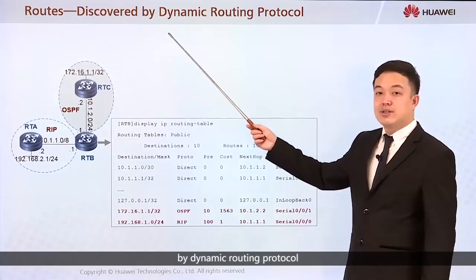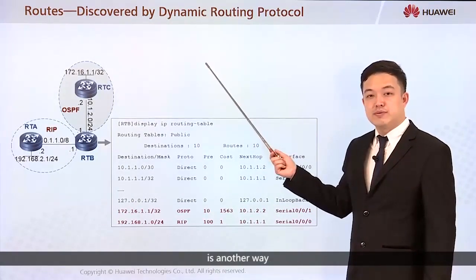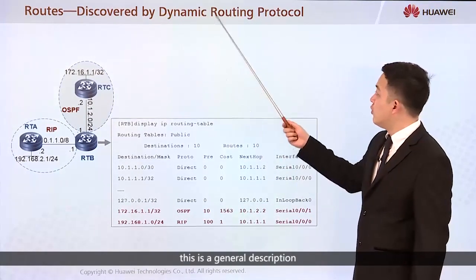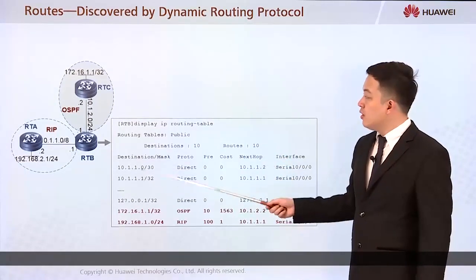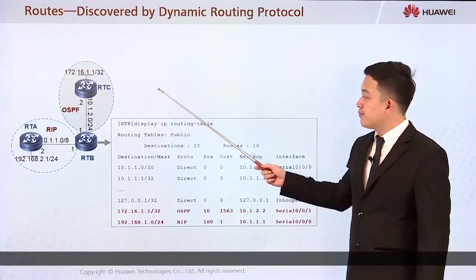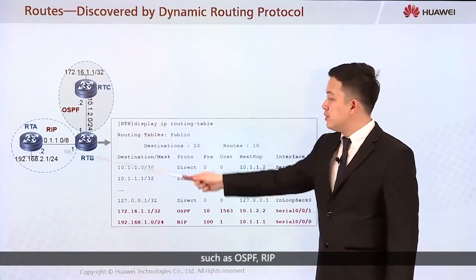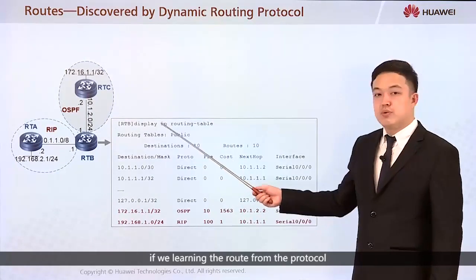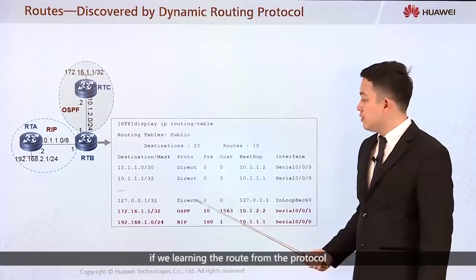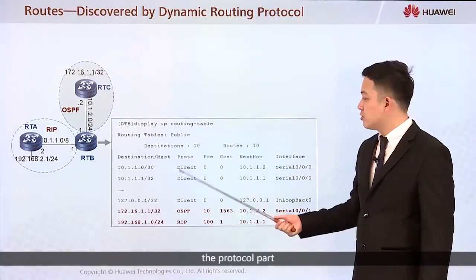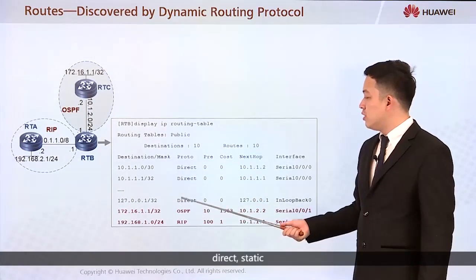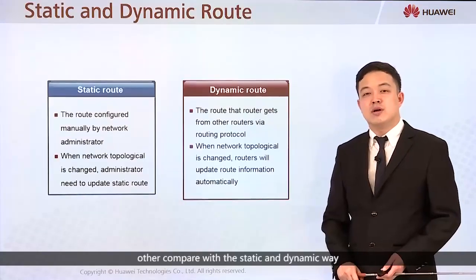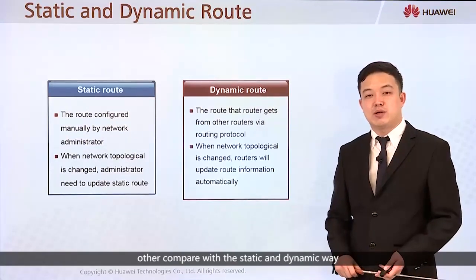Route discovery by dynamic routing protocol. It's another way. This is a general description. We can have multiple protocols, such as OSPF, RIP, and so on. If we learn the route from a protocol, in the protocol column it will show you direct, static, OSPF, or RIP.